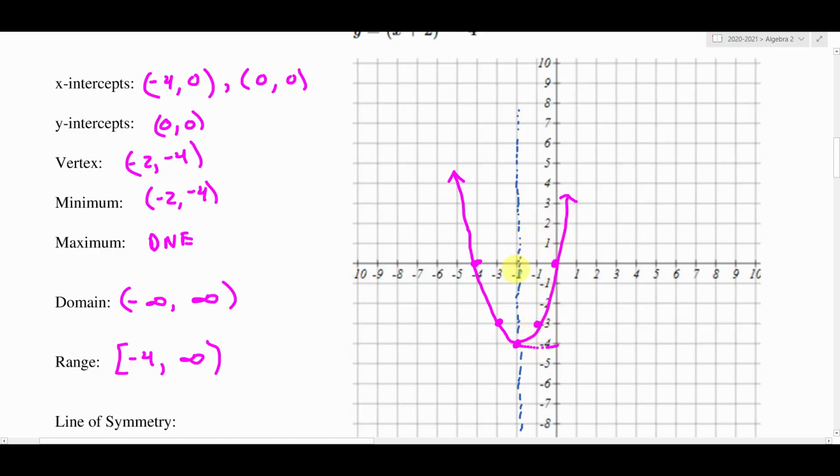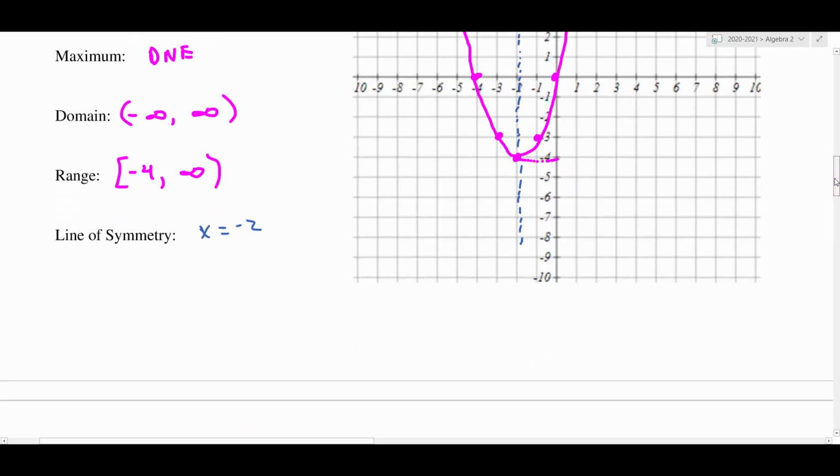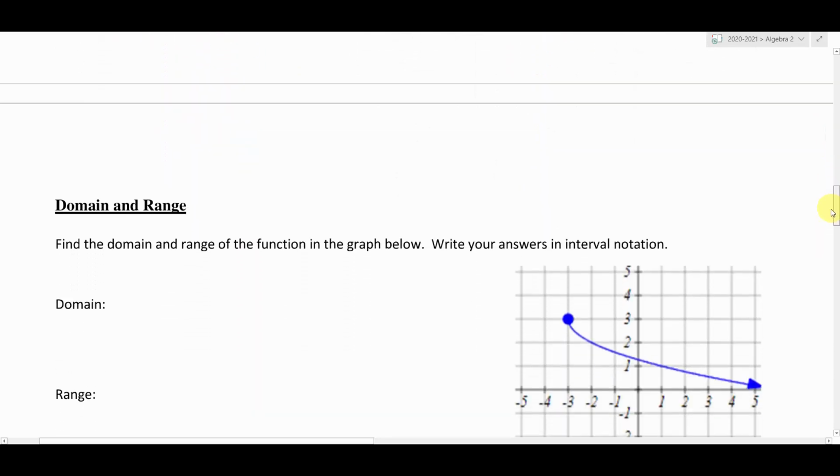Okay, and we look for where that line of symmetry hits the x-axis, and it hits at x equals -2. So that's how we write our line of symmetry. It's got to be an equation, it's going to be x equals, and it is wherever the line of symmetry hits the x-axis. Alright guys, so that was a good comprehensive review of describing a graph.